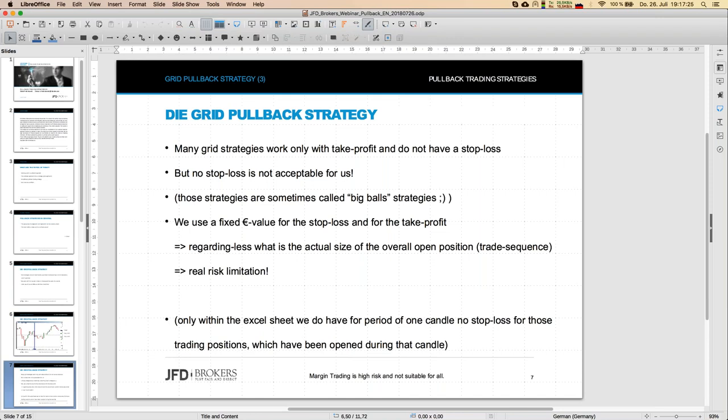But to have a strategy without a stop loss is in principle not acceptable for me, and therefore I even wrote it down here for us. Nevertheless, there are hundreds of strategies going exactly that way, meaning they do those rebuys with a grid, and they don't have a stop loss. So they increase their position size, increase. And I put it in brackets here, but there's a name or a phrase for those kinds of trading strategies, and they are really called big balls strategies. I'm not sure everybody knows exactly what is meant with big balls.